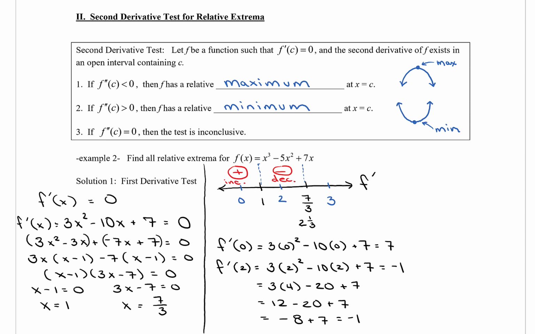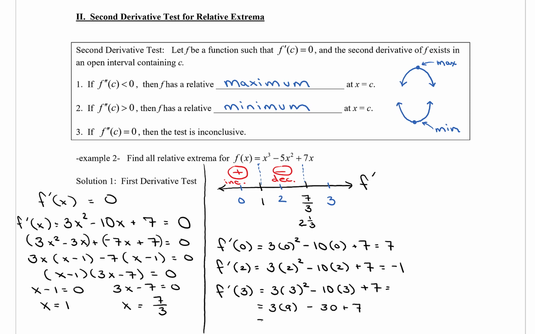In the open interval from 1 to 7/3, I'm going to draw a negative sign and circle that, and I'm going to write down the letters DEC, which stands for decreasing, means my function is decreasing in this interval. Now I'm going to choose that test point 3 and substitute it into f prime. So f prime of 3 is equal to 3 times 3 squared minus 10 times 3 plus 7. This is equal to 3 times 9 minus 30 plus 7. And this is equal to 27 minus 30 plus 7, which is equal to 4.